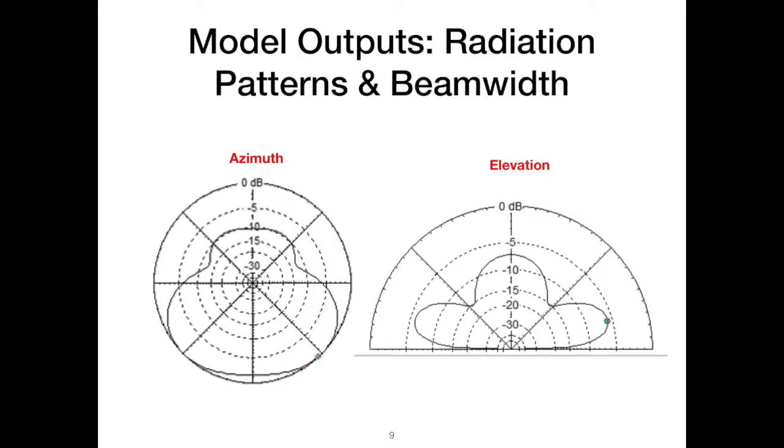Some of the outputs you get from all these characteristics you feed into the software are azimuth and elevation radiation plots. Here's what the pattern is going to look like. Azimuth is basically your horizontal plane. Elevation shows what it's going to look like vertically, how that pattern is expected to emanate. This is the projection based on the characteristics you feed to the model.